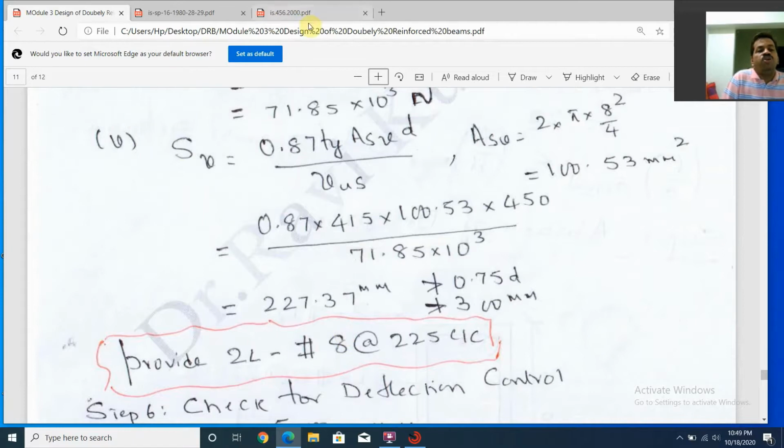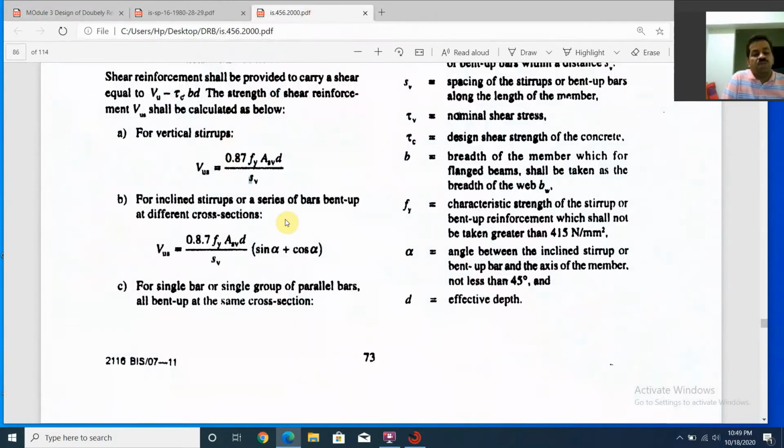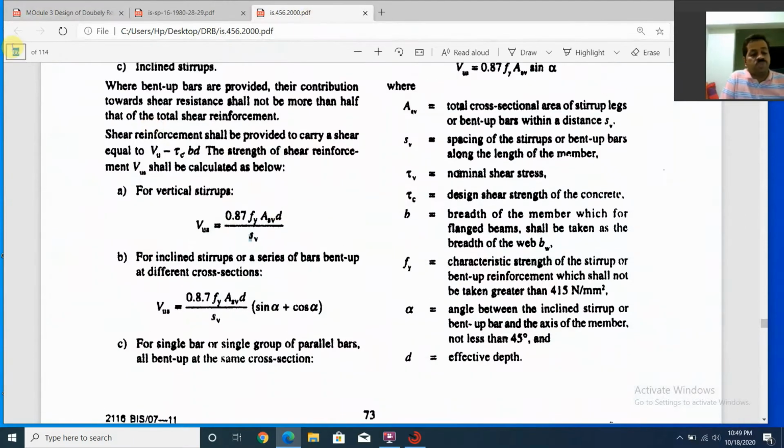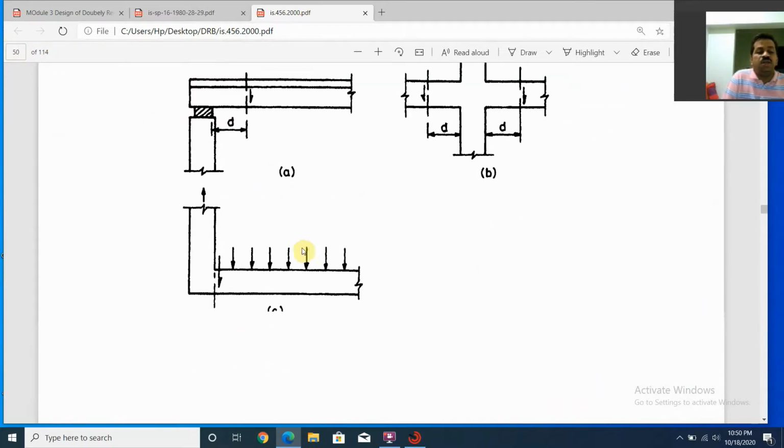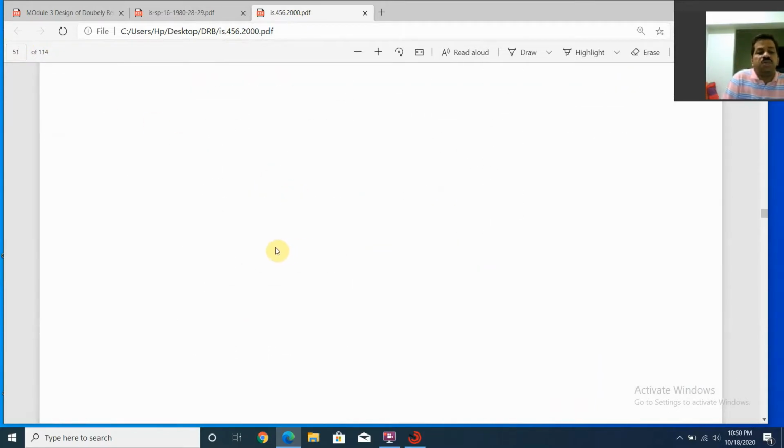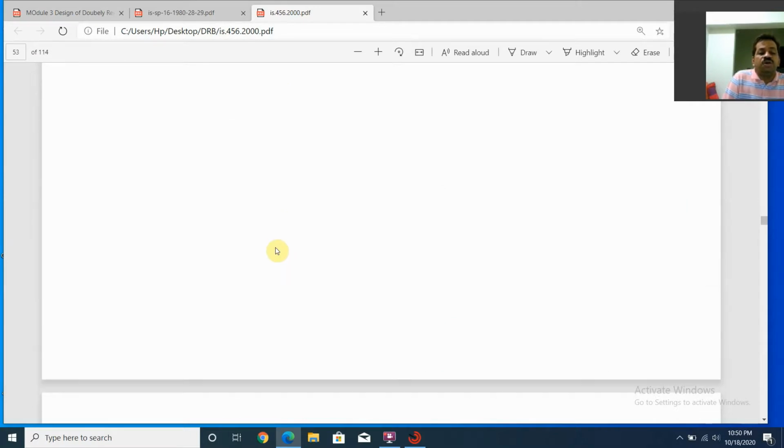But the code book, when you refer page number 47 of the IS 456, it tells that the maximum spacing should not be greater than 0.75 times of d or not greater than 300 mm.